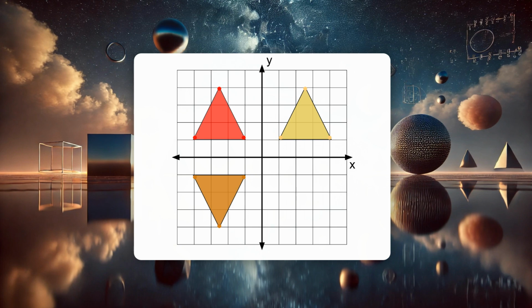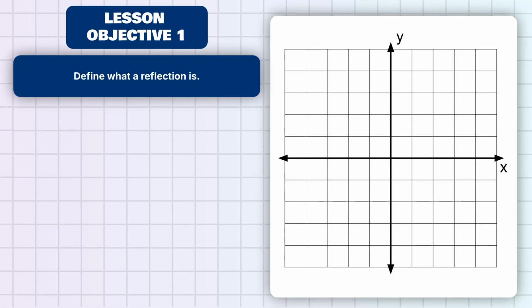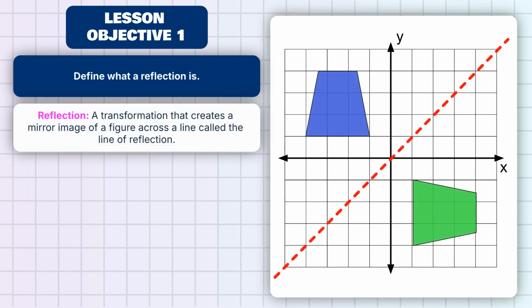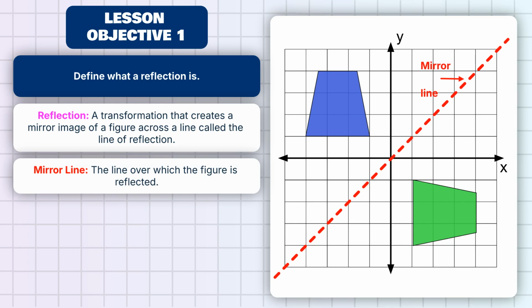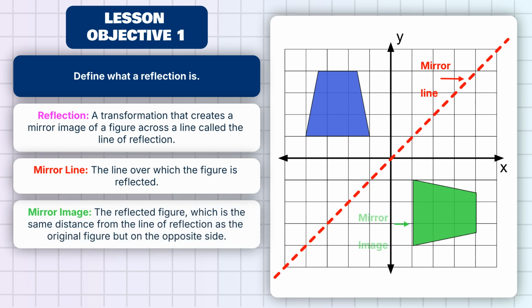Let's get started! Let's have a look at some key concepts we will be using. A reflection is a transformation that creates a mirror image of a figure across a line called the line of reflection. We have the mirror line, the line over which the figure is reflected. Finally, we have the mirror image, the reflected figure, which is the same distance from the line of reflection as the original figure, but on the opposite side.